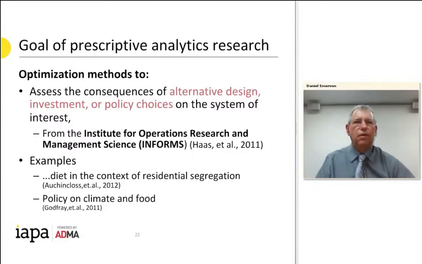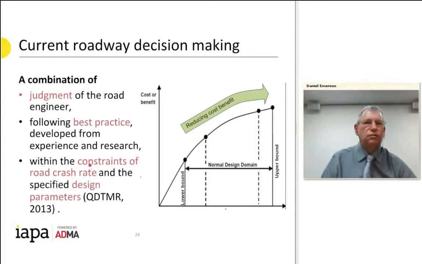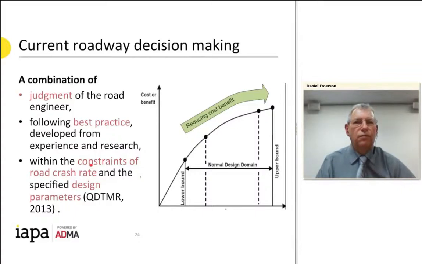Okay, if we look at the way that decision making is currently made on roads, and we're not trying to supersede this but actually support it, it's based on the judgment of the road engineer following best practice and constrained by the actual road crash rate. So therefore if the road is dangerous, we need to apply more of the particular design parameter. And this is from the manual of the Queensland Department Transport Main Roads from 1913.